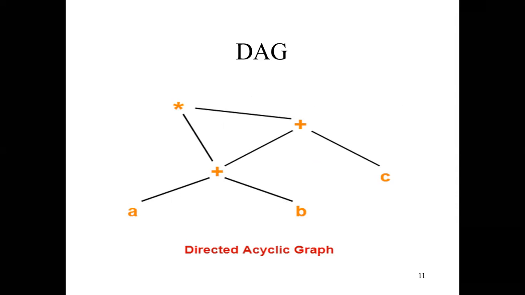Here the output will come a plus b, and from this positive sign a plus b plus c, and this is multiplied with this, a plus b. Then you can see this is common one, T3 multiplied by T1 into T2. So how are we getting T1?